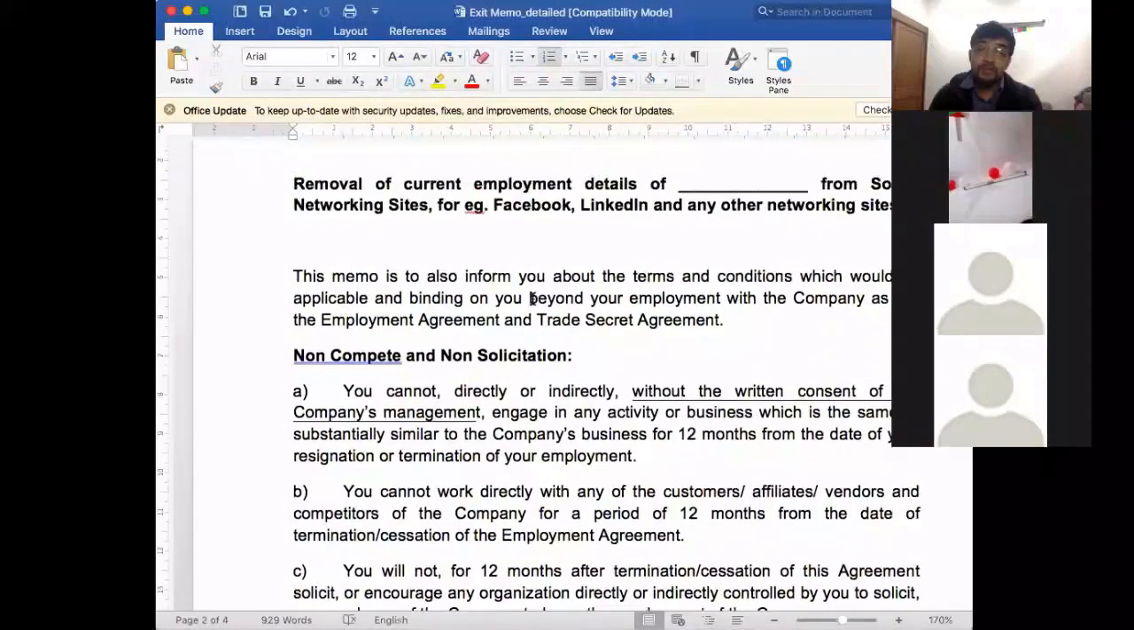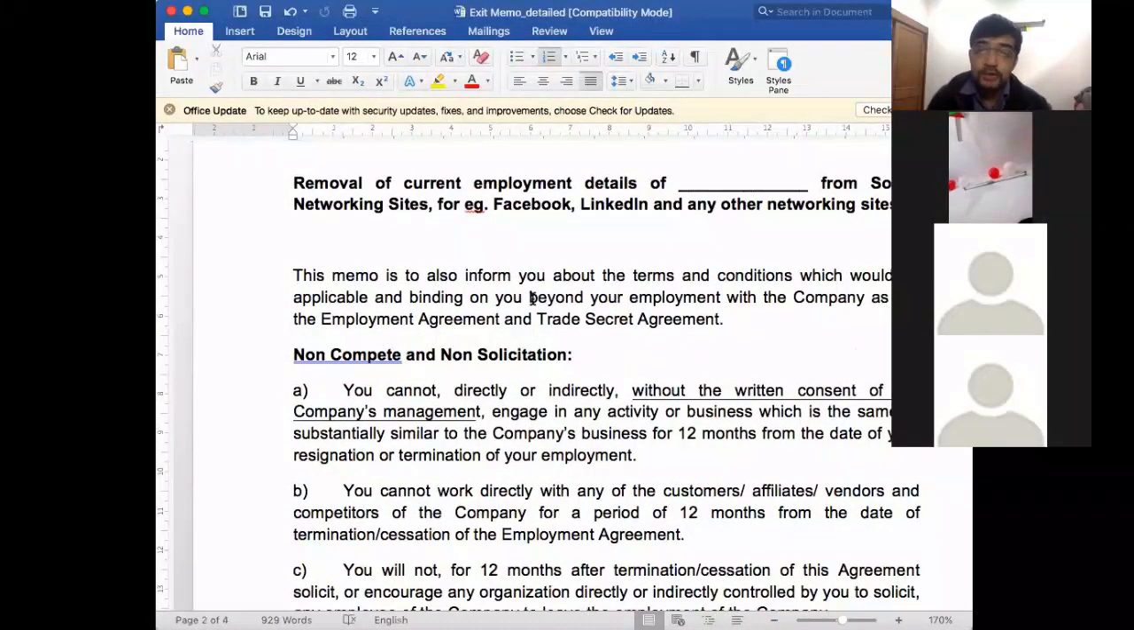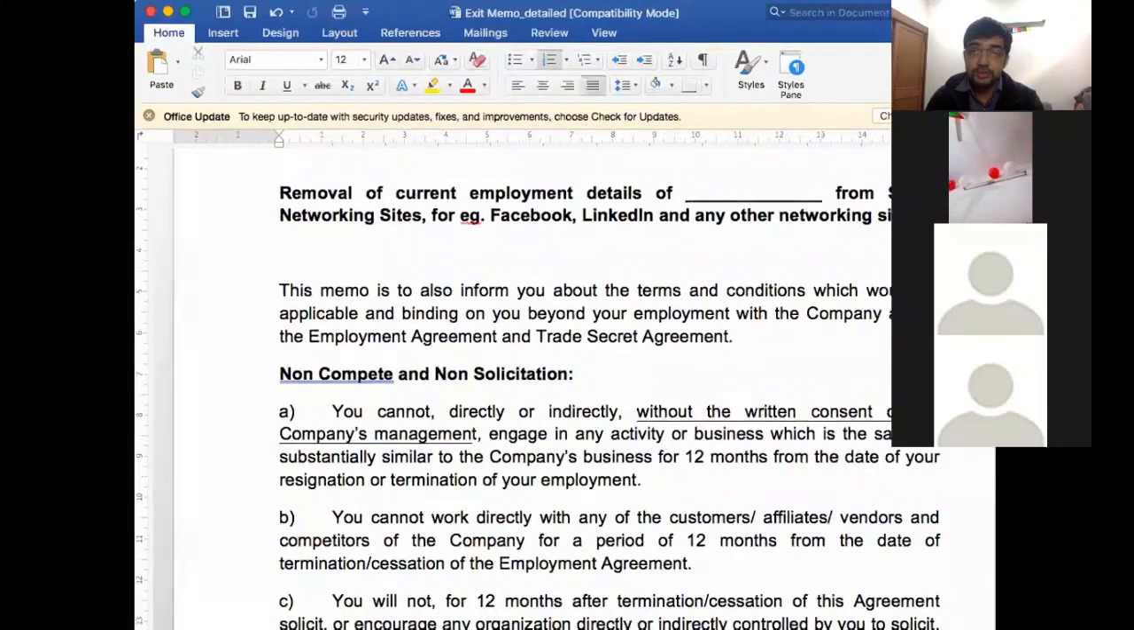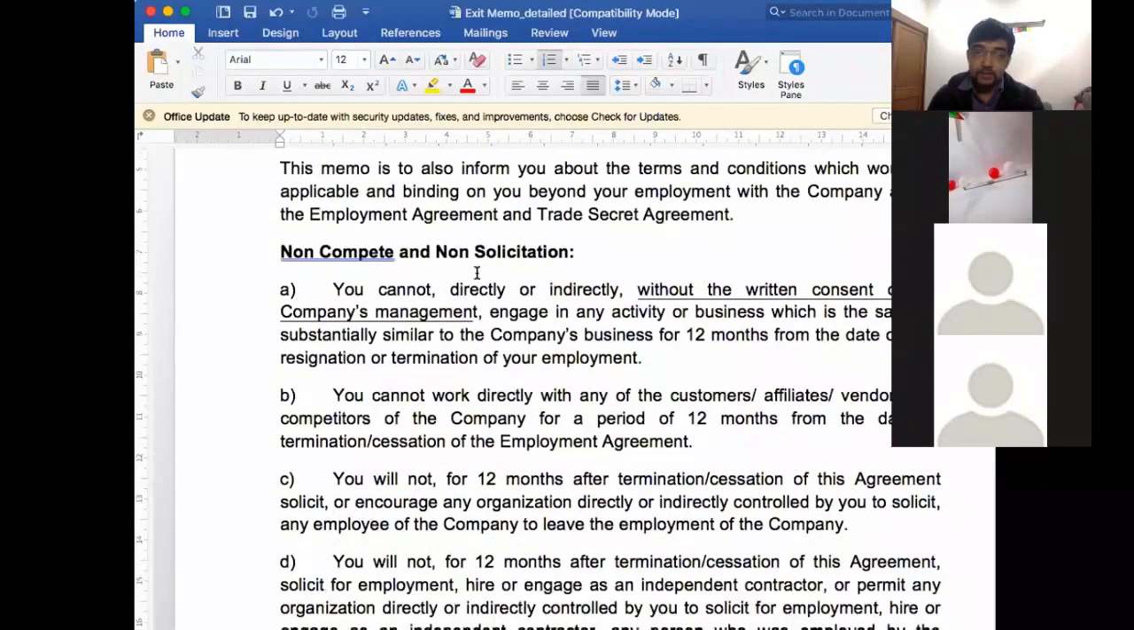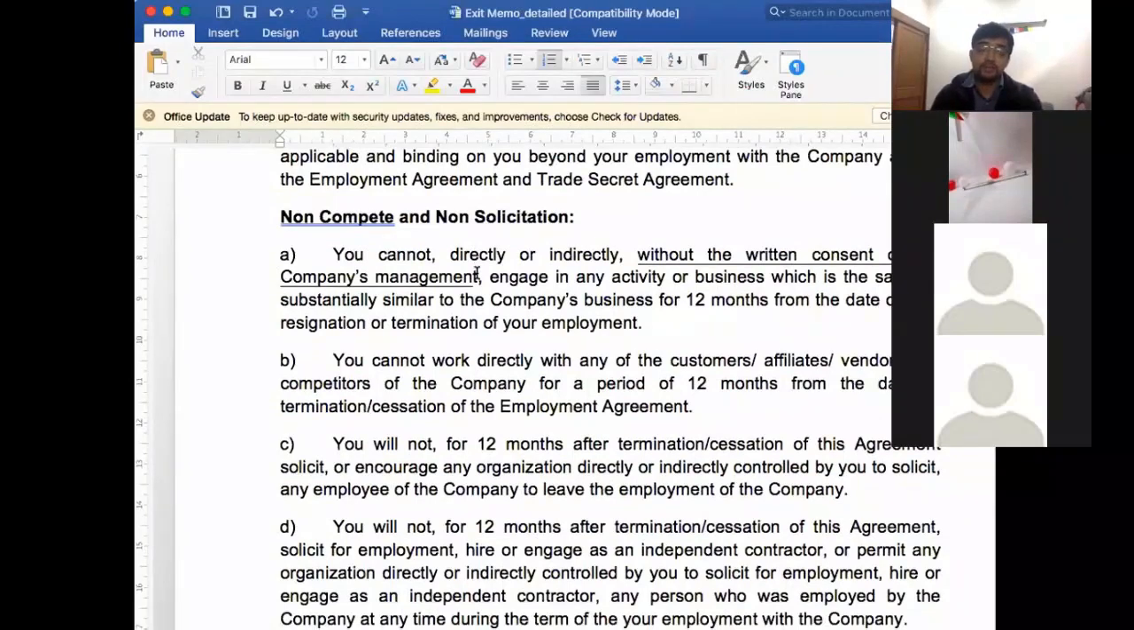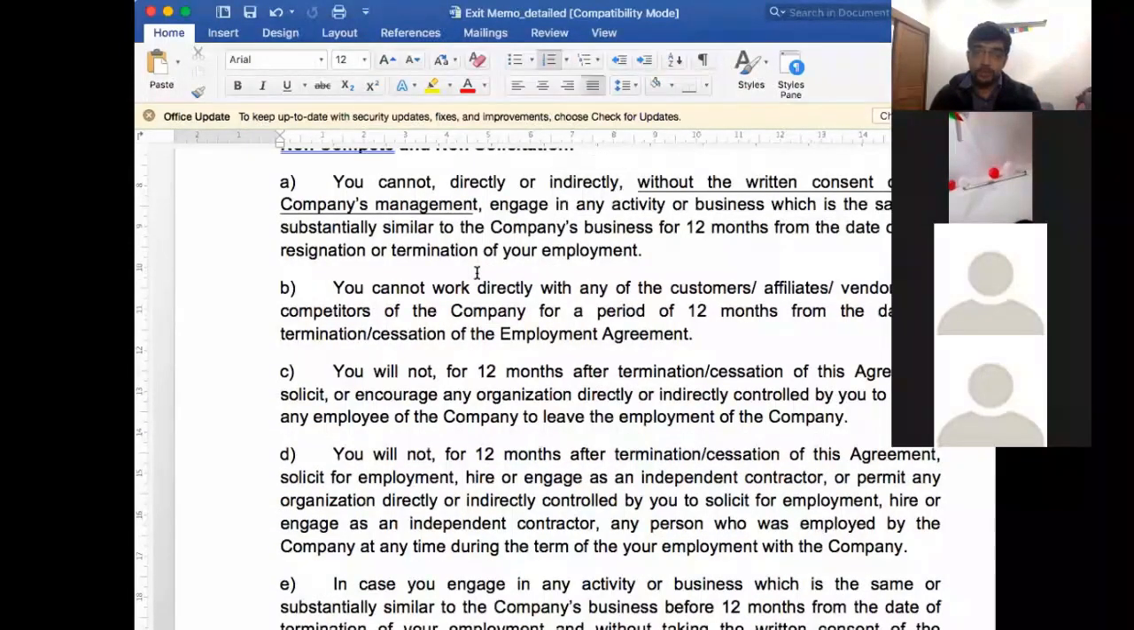Now, this memo can be an opportunity to remind the employee about any restrictive obligations under the employment agreement. When you look at your study materials, you will find the employment agreement template there, and each employment agreement typically has some clauses like a non-compete clause where the employee cannot compete with the business of the employer or work in a competing business or start his own business, provided this was there in the employment contract.